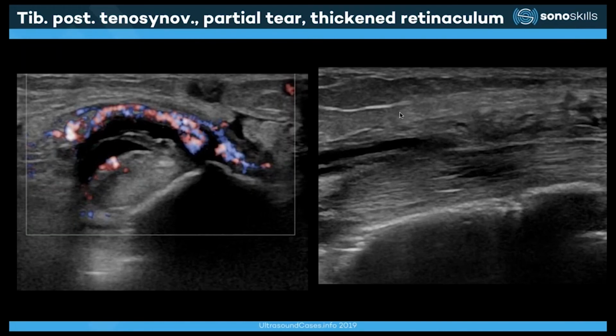So this is the tibialis posterior tendon. You can see, a little bit similar as with the peroneal tendons, effusion in the tendon sheath, Doppler activity, an anechoic mass, and in this case we can still see that the tendon is intact. There is a little partial tear there, but it's definitely not retracted or completely torn.